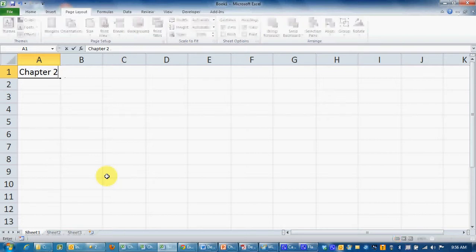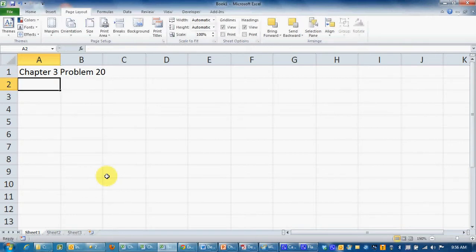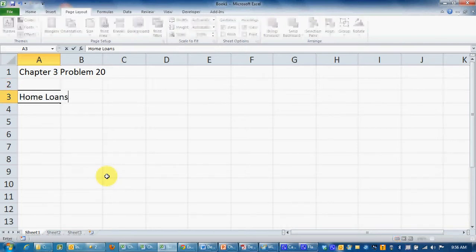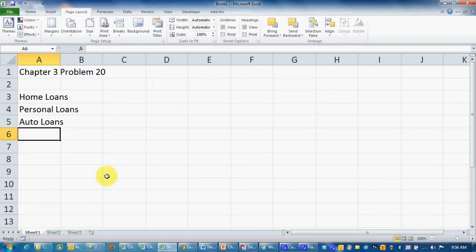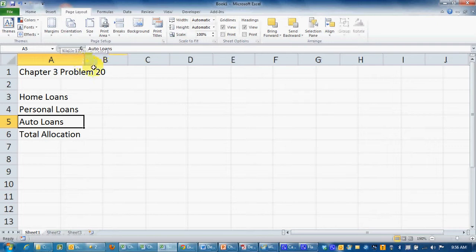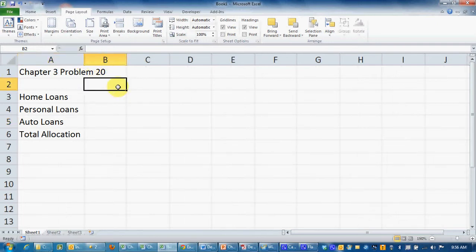Chapter 3, Problem 20. And we'll go ahead and set this up with the different kinds of loans: home loans, personal loans, auto loans, and then total allocation. All right, expand this a little bit here. I'm going to put the amount we're going to allocate to each of those loans. So these will be our yellow cells.